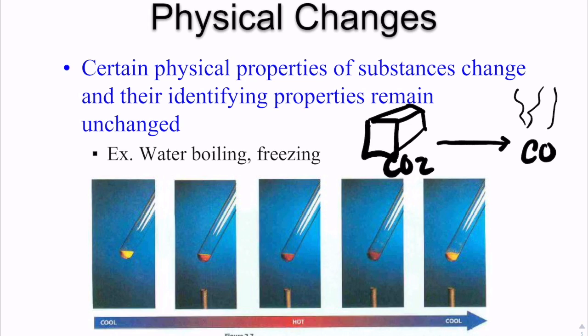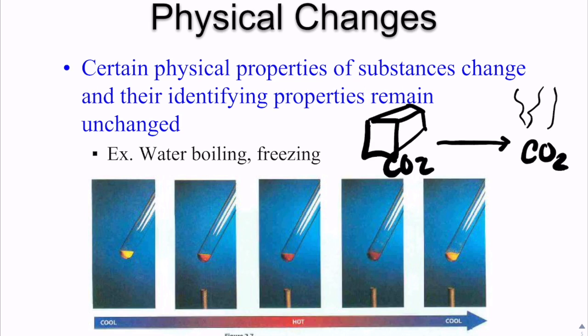All right. But the material, the compound, we still have carbon dioxide, CO2. It's just we're changing the state of matter that it's in from a solid to a gas, sublimated. But not all changes that you have are real good indicators of whether we have a physical change or a chemical change.